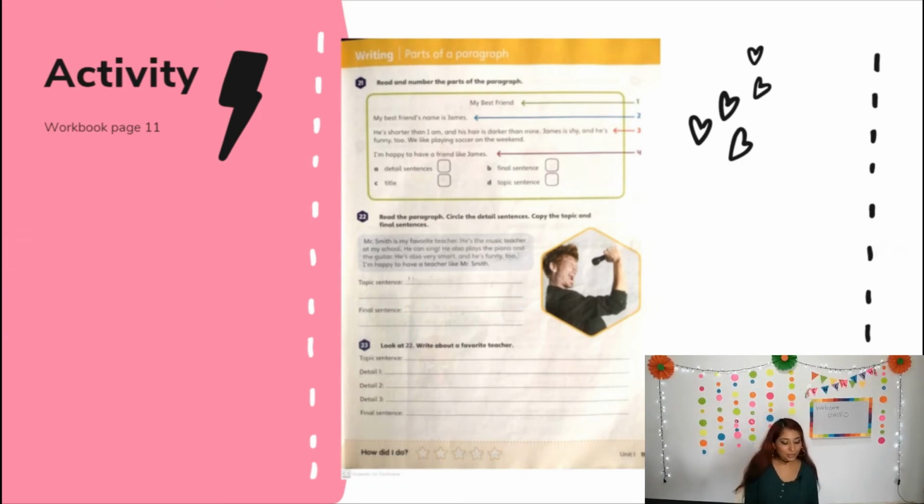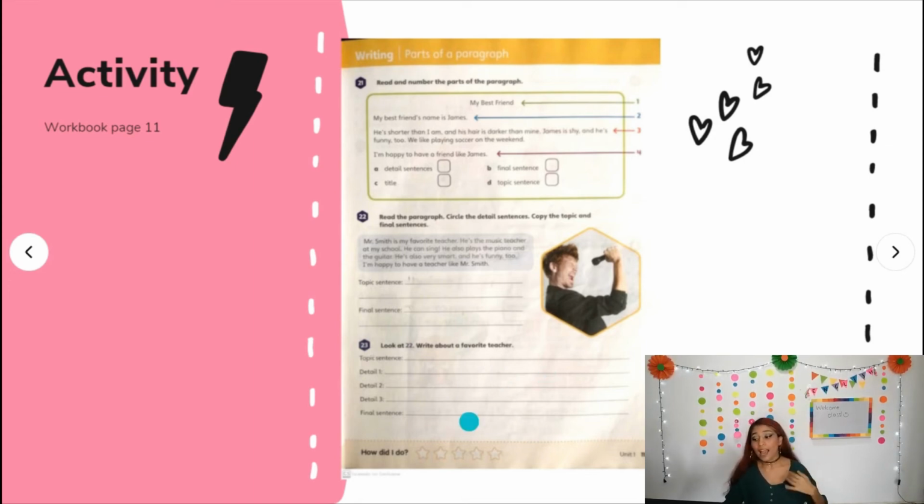And exercise 23 says, look at 22. You can look and read again this example about Mr. Smith. As you could read, this example was about someone talking about his favorite teacher. So that's what you are going to do right now. You are going to write a paragraph about your favorite teacher. You are going to write a topic sentence and 3 detailed sentences. For example, my last teacher was very smart and she was so funny. Or, she had long brown hair and brown eyes. And she used to do some activities with us like games, etc.